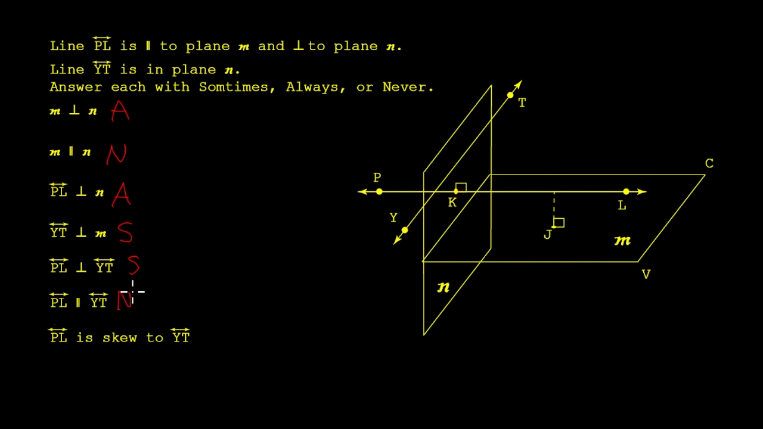Next, line PL is parallel to line YT. That would be never. Because if line PL is perpendicular to plane N and line YT is in plane N, they just can't be parallel because we know PL is perpendicular to N. The last, line PL is skew to line YT. Again, that is sometimes. The reason for this is, again, if line YT goes through K right there, then line YT is perpendicular to line PL. If it does not go through K, then it is skew. Skew lines are non-parallel lines in space that do not intersect.